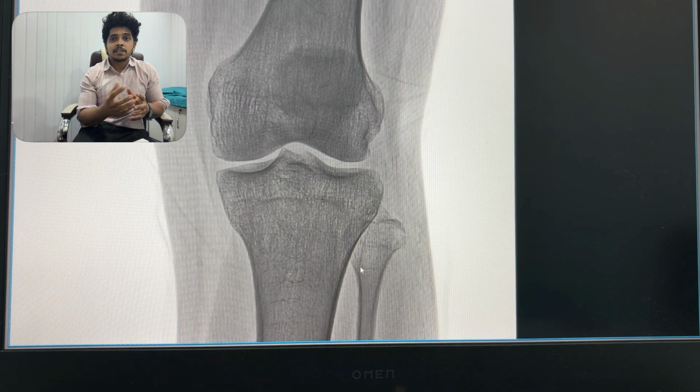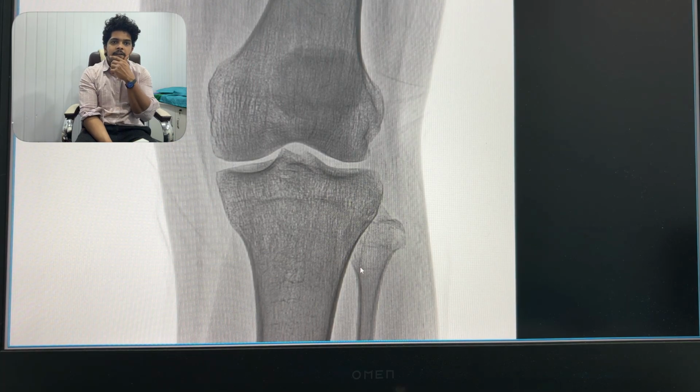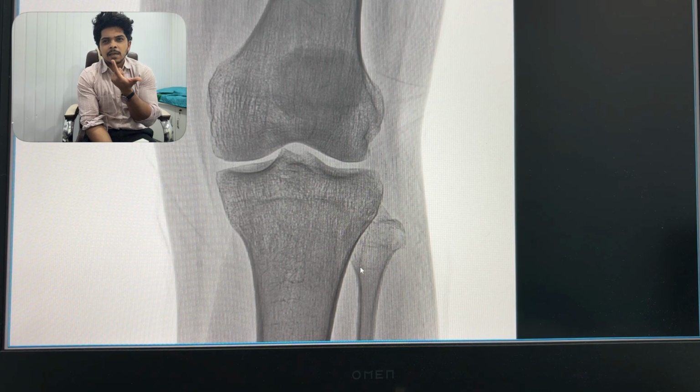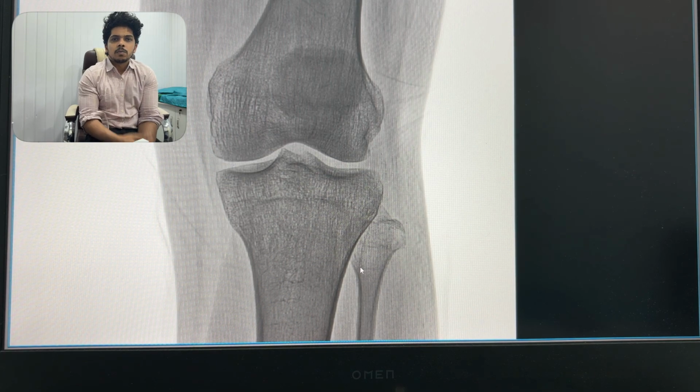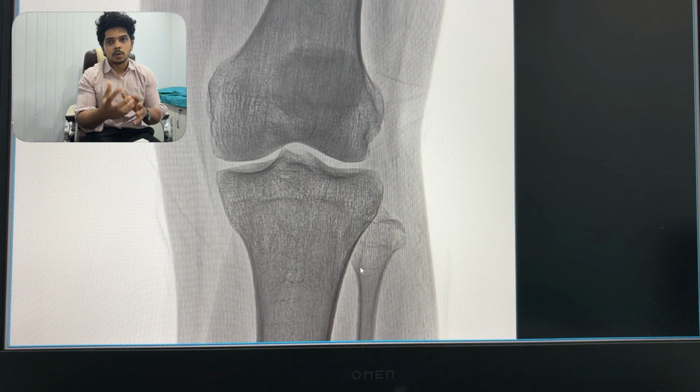The delayed presentation explains why the fracture margins do not appear acute. They look a little healed. At this stage, the injury is no longer fresh, but it still requires proper assessment. So coming to the treatment part, the fracture of the proximal fibula is undisplaced. It looks a little near complete fracture. So most of these fractures can be managed non-operatively. Management decision depends mostly on symptoms, stability, and associated injuries rather than the displacement alone.